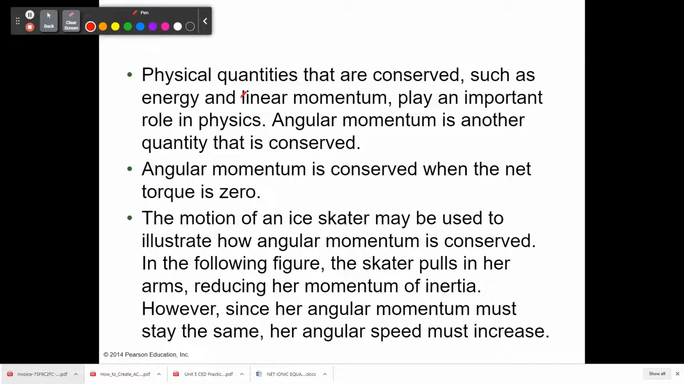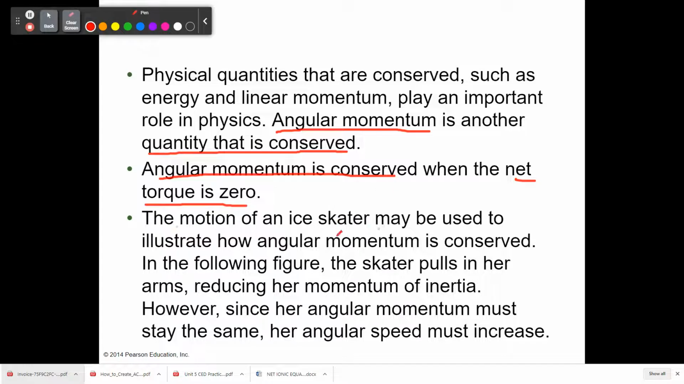Okay, just like in linear respects, we had quantities that could be conserved, like momentum and energy. We can have the same types of things conserved in rotational motion. Angular momentum is another quantity that is always conserved. Just like when the net force is equal to 0, momentum is conserved, when the net torque is equal to 0, angular momentum is conserved.